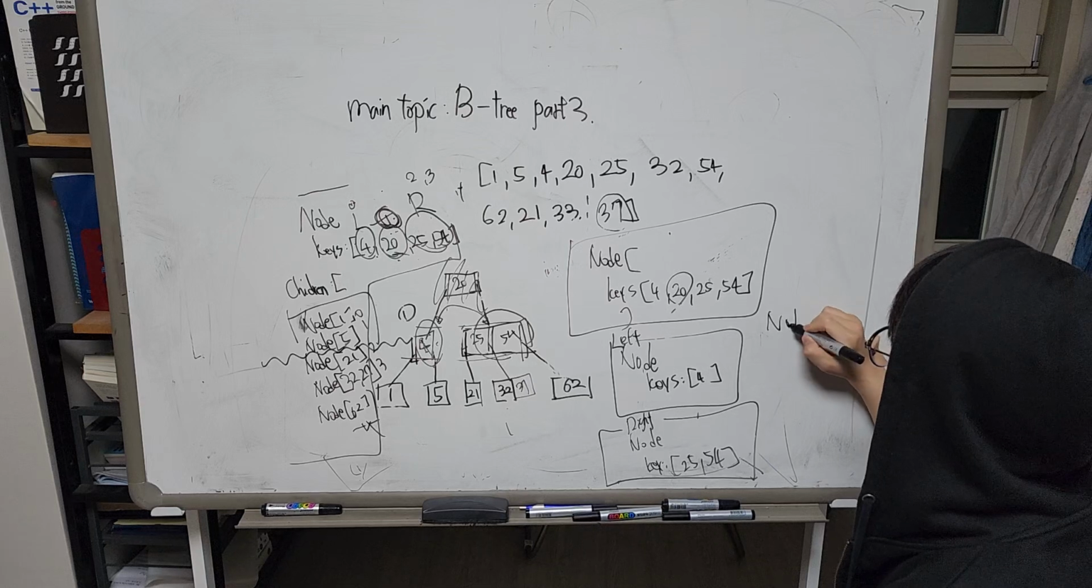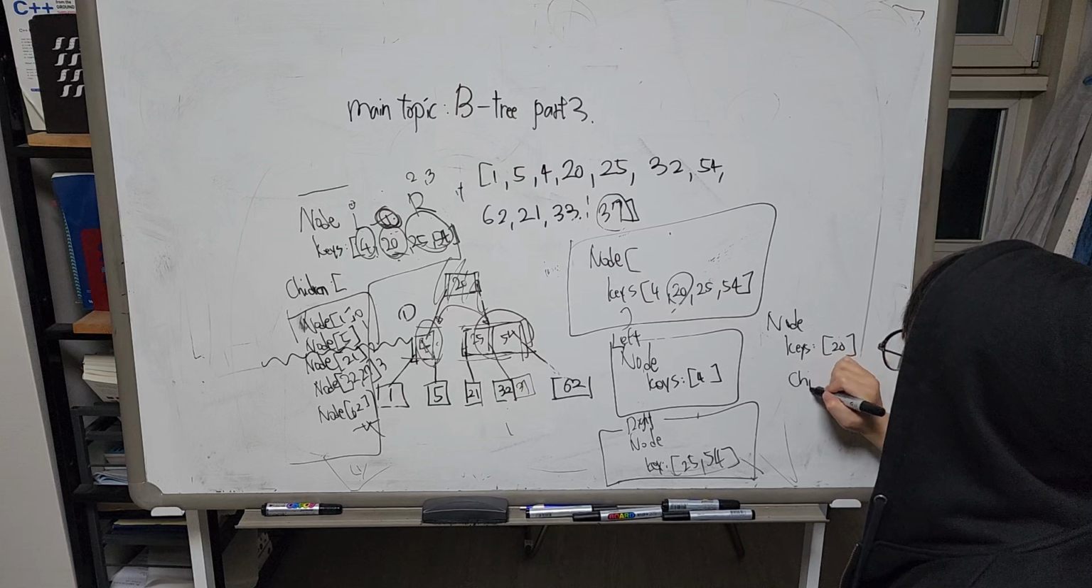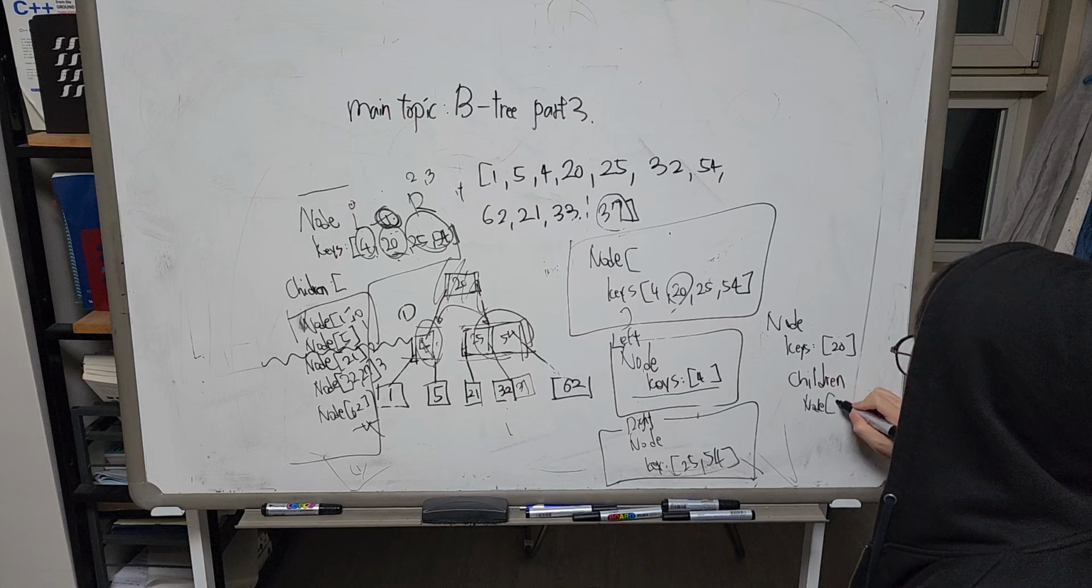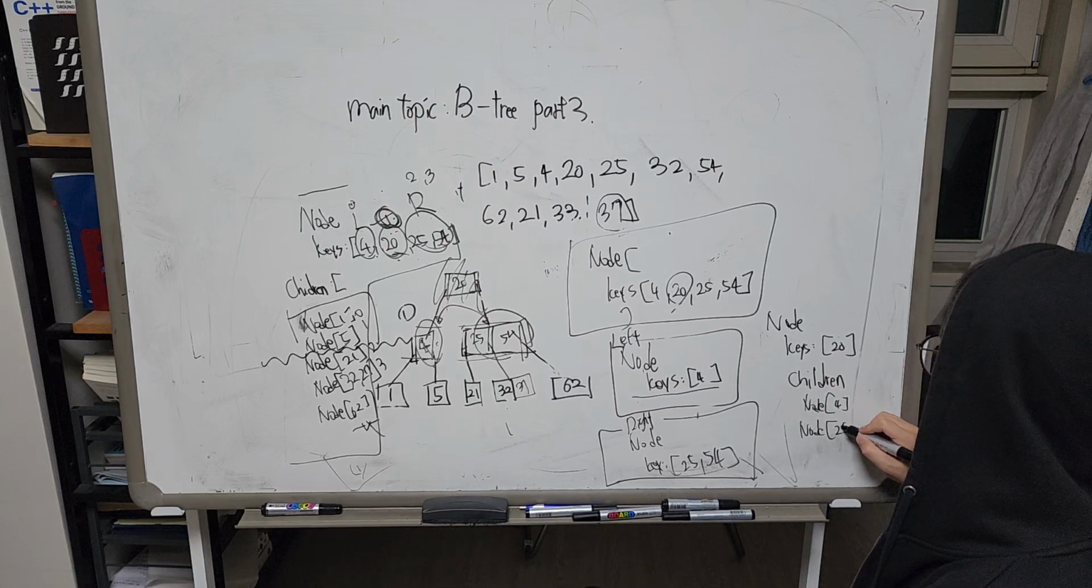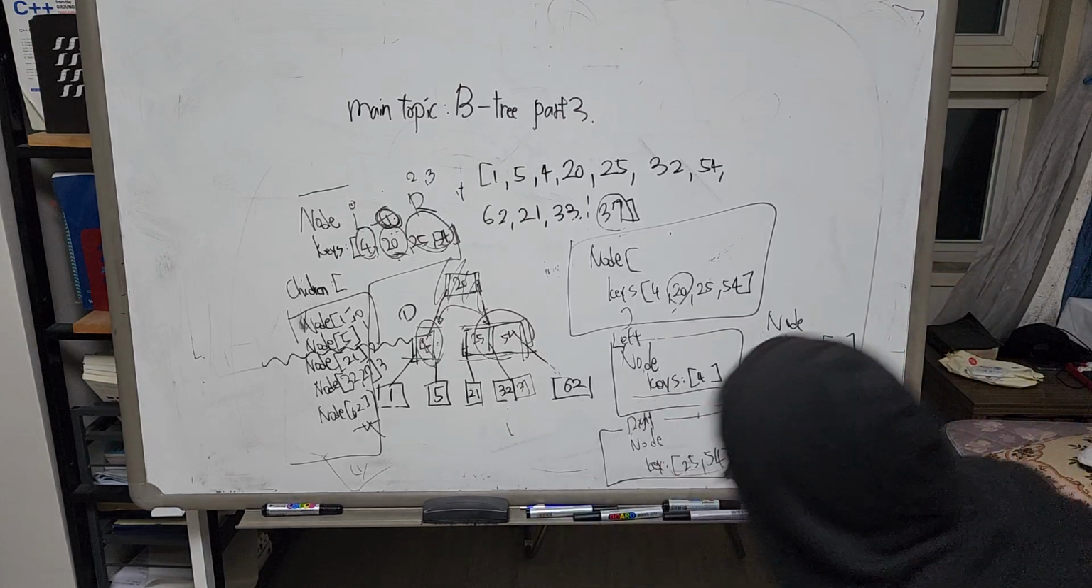So the node that has key 20 here, the children part is going to be this part: the node that has 4, and the node that has 25 and 54. Like this.